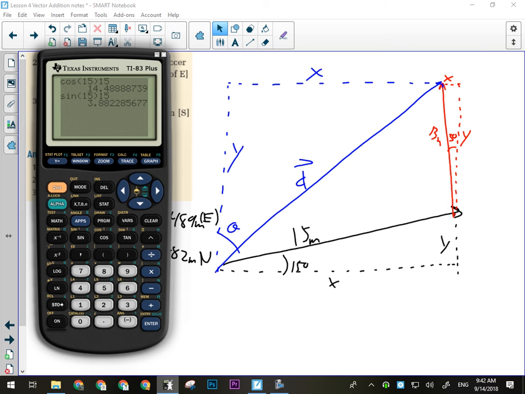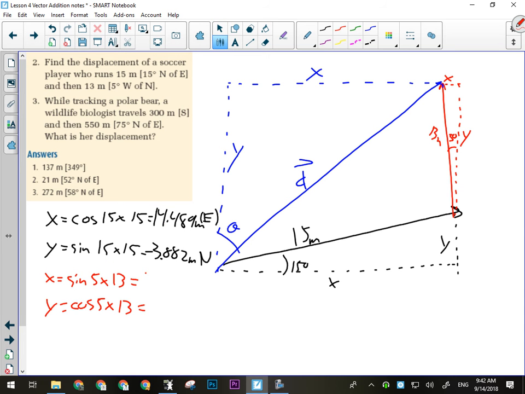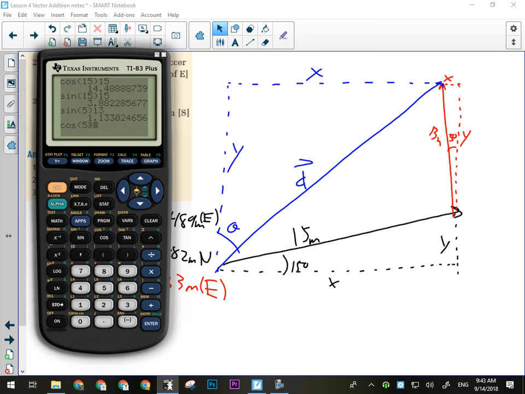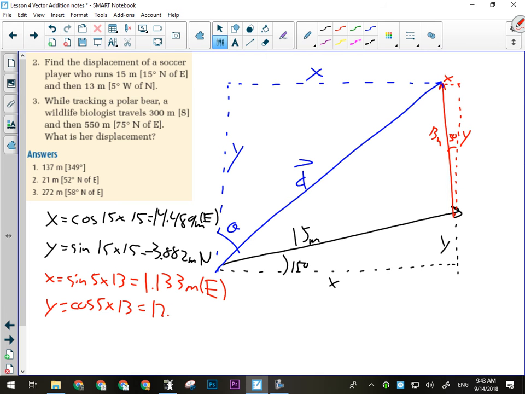And then we got to do the same thing with the red vector, the 13 meter long vector. So we're going to have x being the sine of 5 times 13, which is 1.133 meters east. Okay, and then we have the cos of 5 times 13, which is 12.951 meters, and that's north. So both the x's and both the y's in this question are in the same direction, which is nice because then we don't have to worry about which ones are negative, which ones are positive. All right, so from there, I should be able to get blue y and blue x.